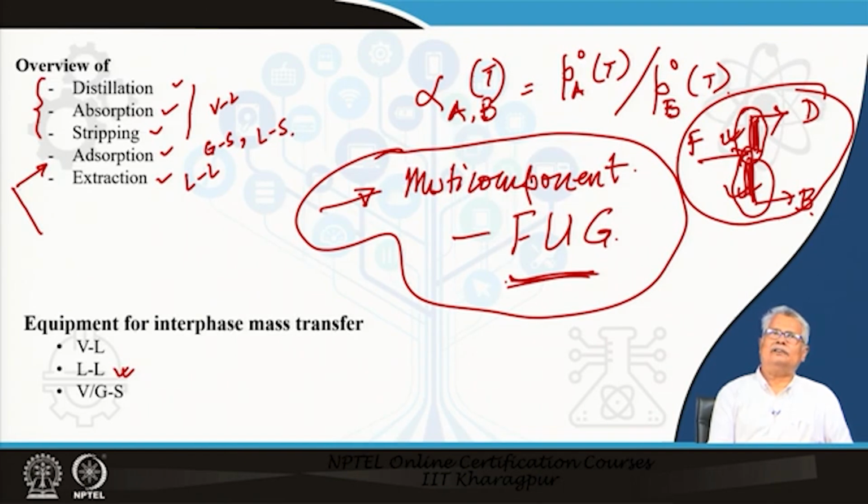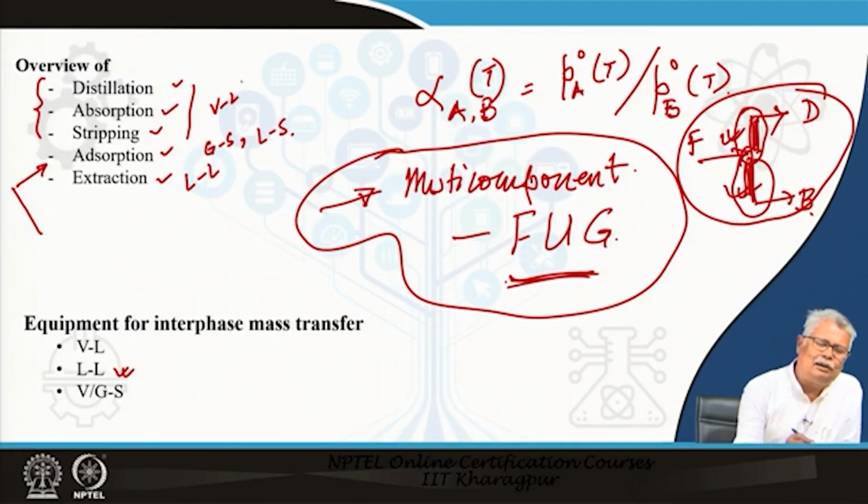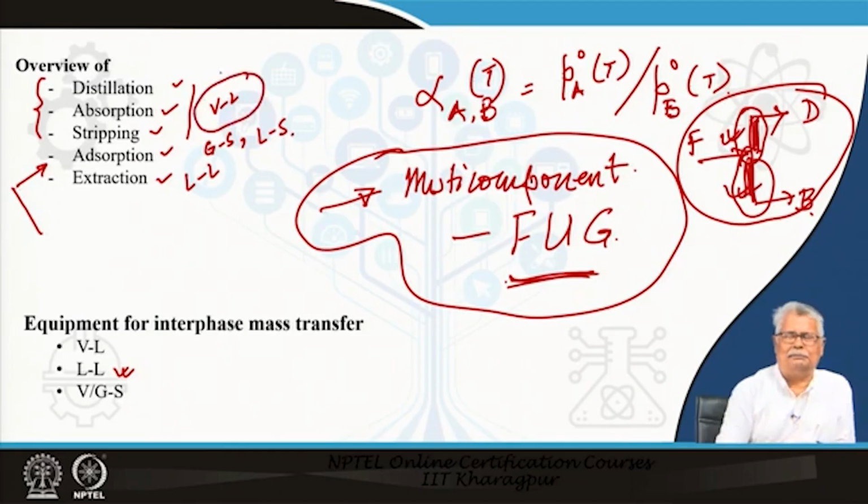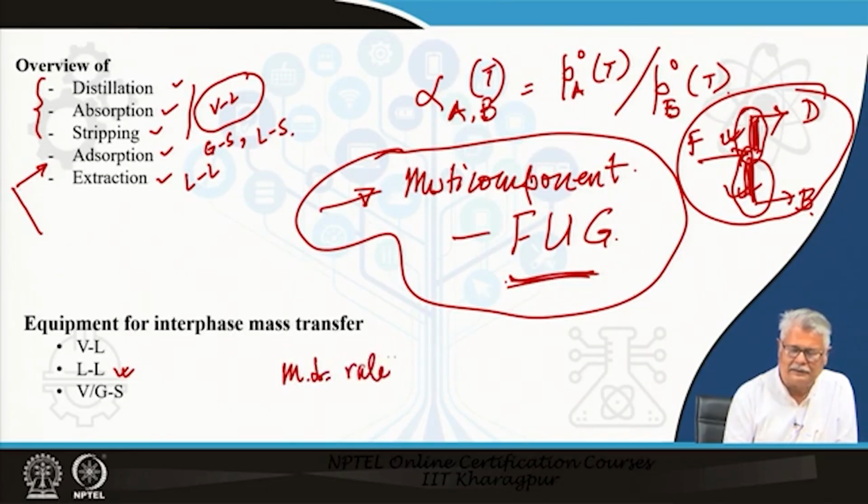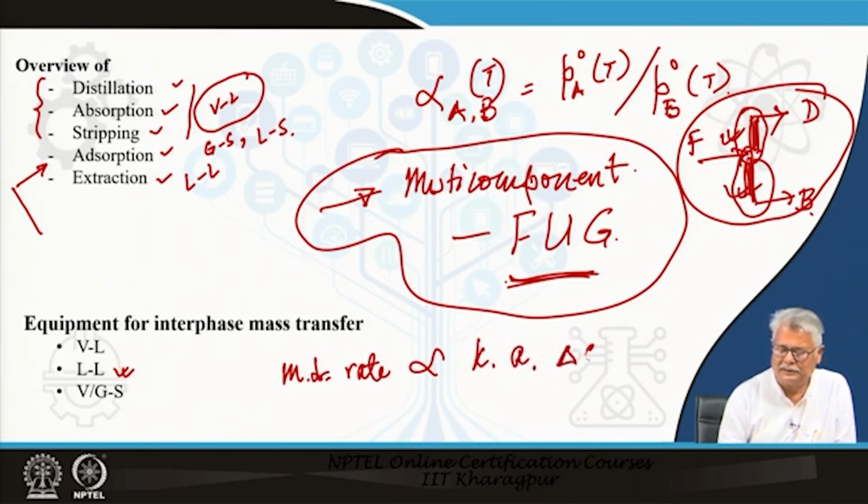So, what we have here is an overview of these, and we now should focus on the equipment which are involved. We talk about distillation, and we have so far focused primarily on vapor and liquid contacting equipment. We know the rate of mass transfer, basically if I write here, mass transfer rate is proportional to the mass transfer coefficient into the specific area into the concentration driving force.